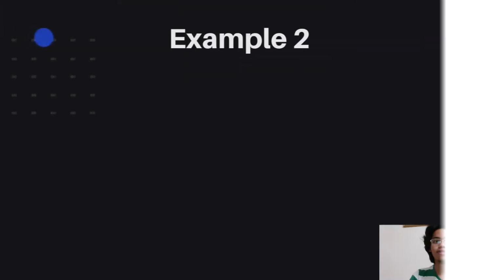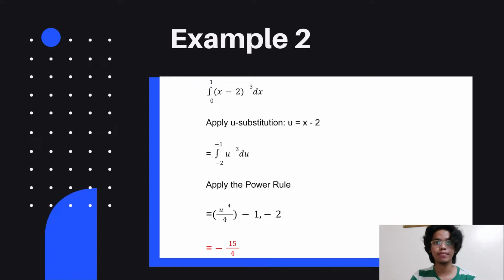Example number 2. Let's say we have the problem of the integral from 0 to 1 of (x − 2)³ dx. To compute the solution, we need to apply u-substitution, u equals x − 2. We will get the integral from −2 to −1 of u³ du. And lastly, we will apply the power rule, which will give us u⁴ over 4 evaluated from −2 to −1, and our final answer will be −15/4.